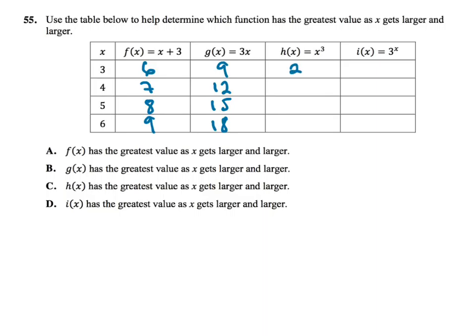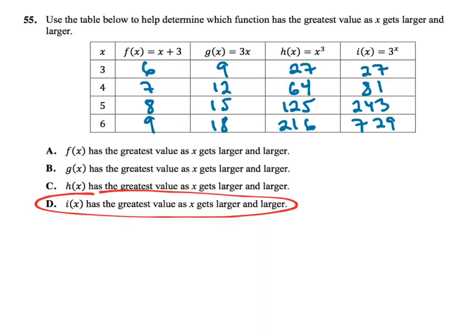H of x is going to give us 27, 64, 125, 216, because all I did was plug in 3 for x. And now I'm going to plug in 3 for x here. I'll get 3 to the power of 3, which is 27. 3 to the power of 4 is 81, and so forth. Well, which function has the greatest value as x gets larger and larger? Clearly it's this one, because that's huge compared to the other ones. So D is our answer.